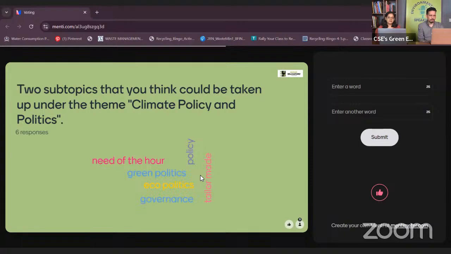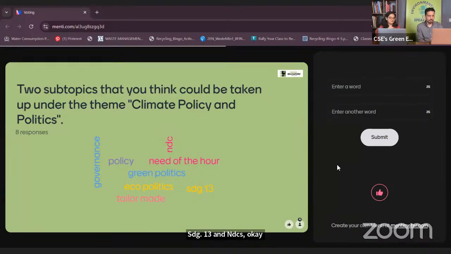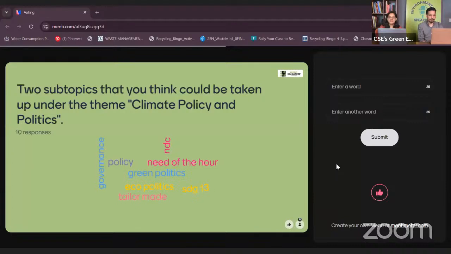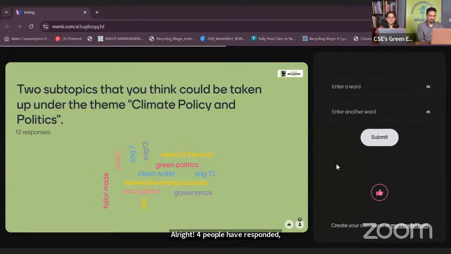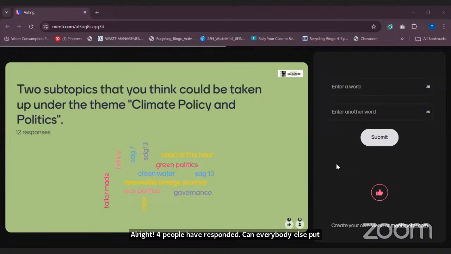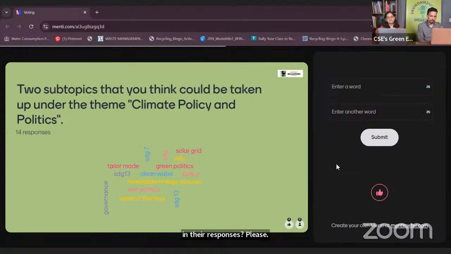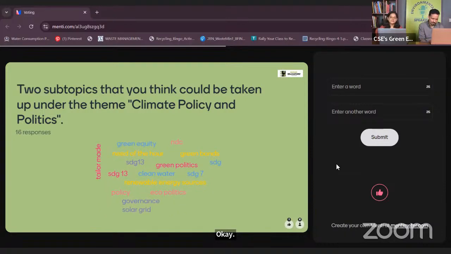Right. SDG 13 and NDCs. Okay. All right, 4 people have responded. Can everybody else put in their responses, please? SDG 7. Okay. Eco-politics. Green equity. Interesting.